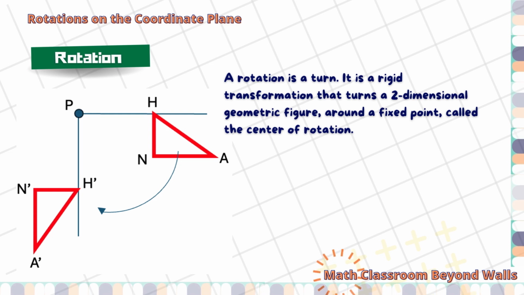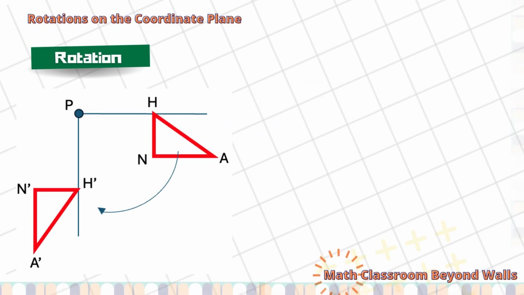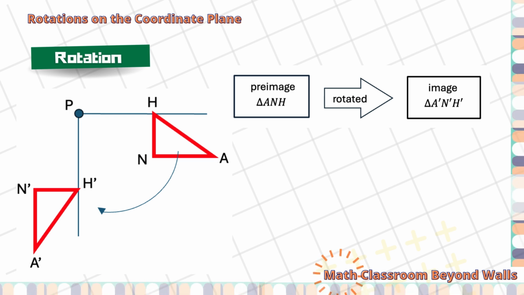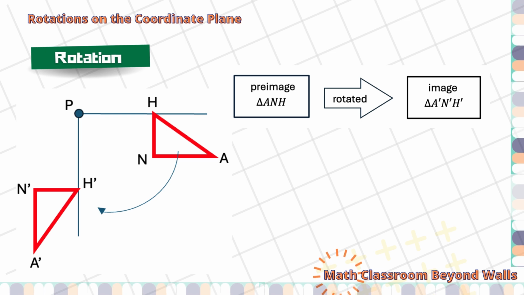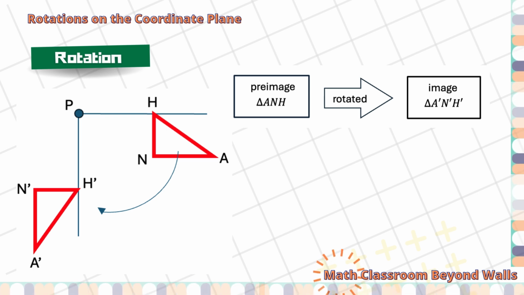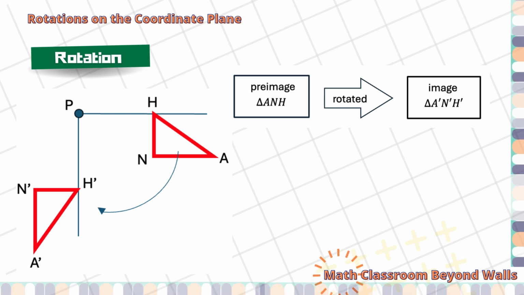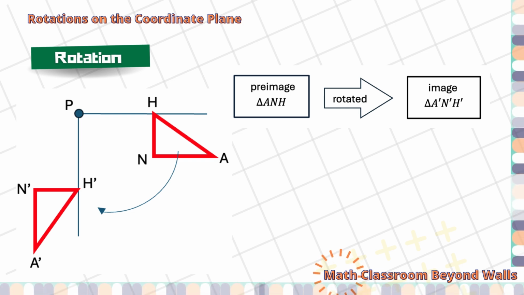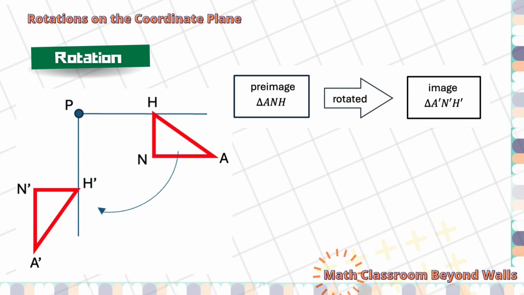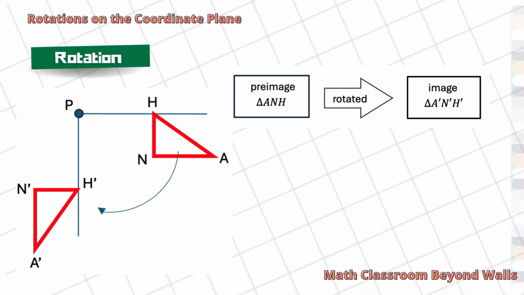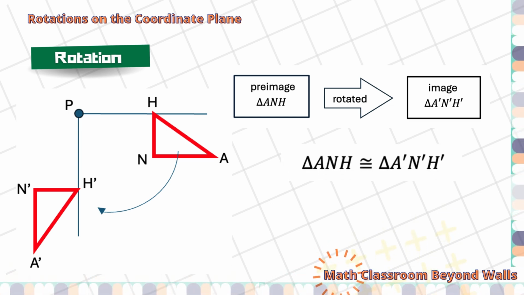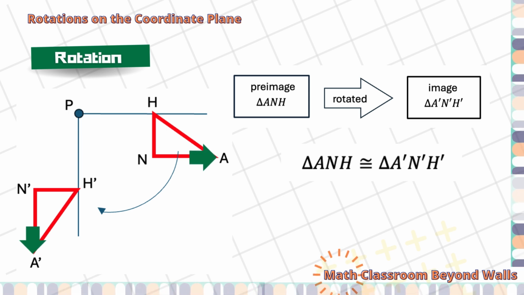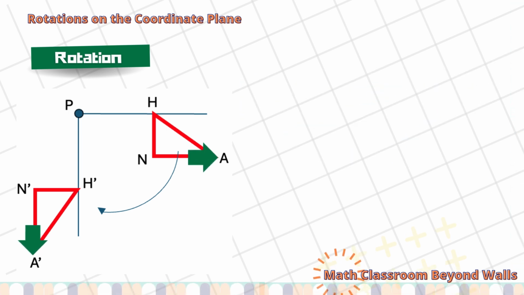We can represent the rotation that took place with this diagram. In rotation, just like in translation and reflection, the preimage and the image are congruent. That is, the corresponding angles and sides are the same in size. Thus, we can write this congruent statement. The orientation of the image is at times different from the preimage depending on the angle of rotation.